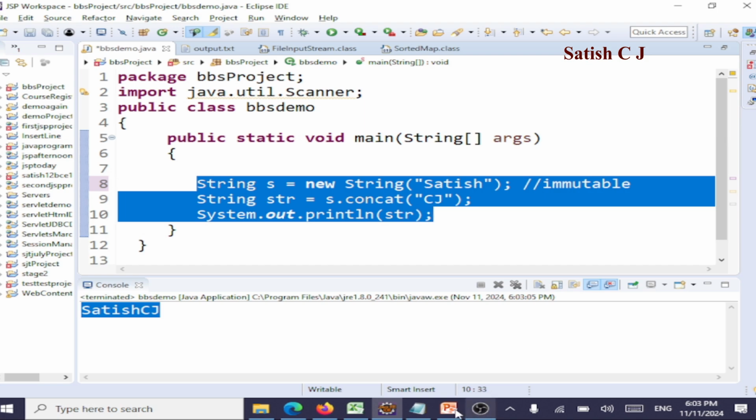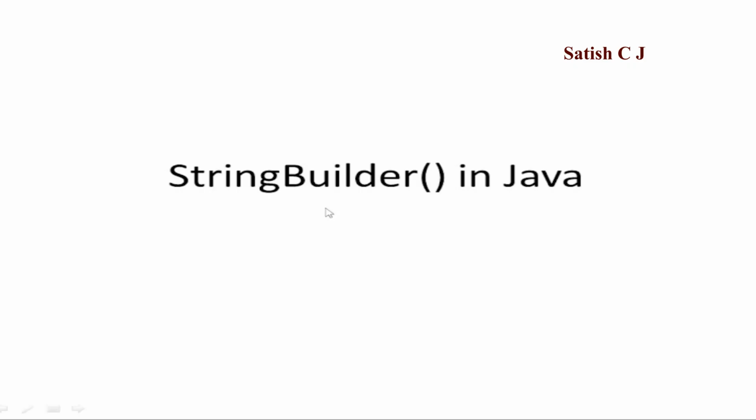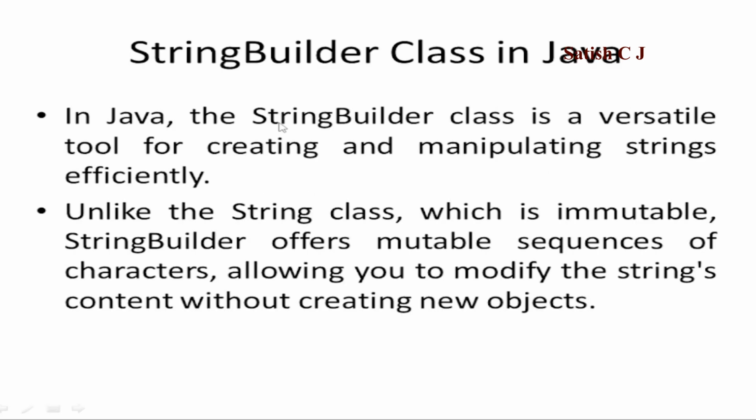Whereas this specific concept, what is that? StringBuilder will build strings that are mutable. So what is the StringBuilder class in Java? It is a versatile tool for creating and manipulating strings efficiently. Unlike the String class, which is immutable, StringBuilder helps us build objects that are mutable. So you can change the object. That is the meaning here.